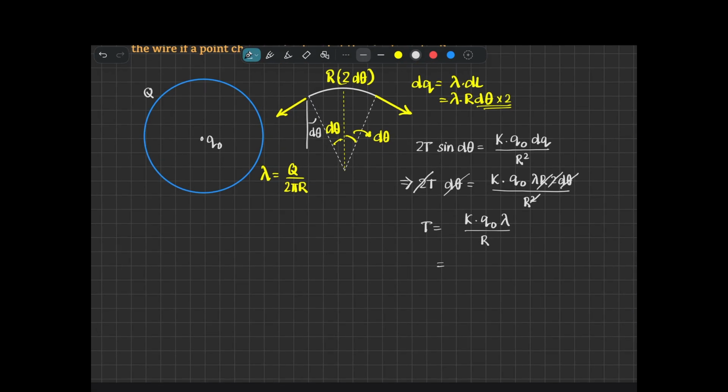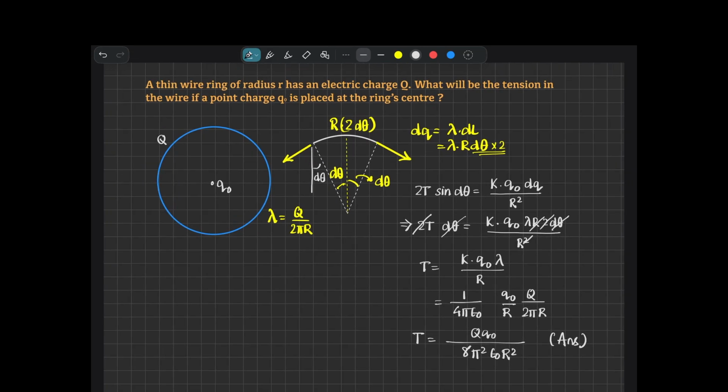Again k value comes to be 1 by 4 pi epsilon naught into q naught. Lambda I can write as q by 2 pi r, and 1 r is already remaining from the previous step, so my tension comes to be q naught by total 8 pi square epsilon naught r square. This comes to be the answer. So this is the answer for this question. Now let's move on to the next question.